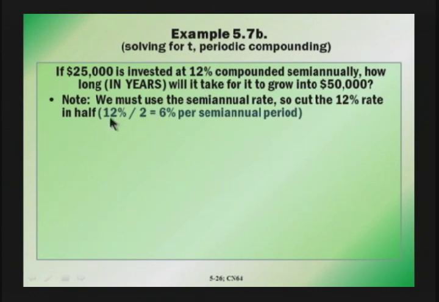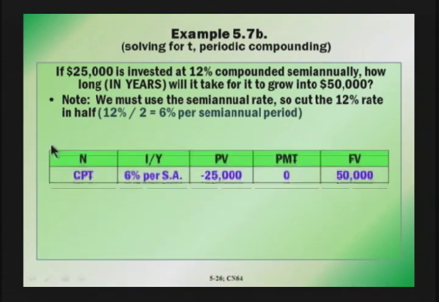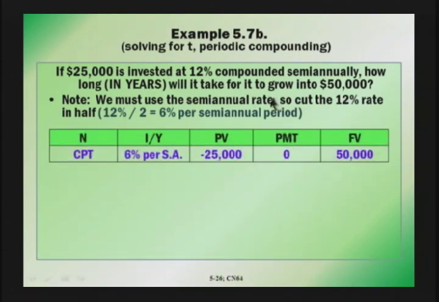Take your quoted 12% rate and cut it in half, because there are 2 semi-annual periods per year. You're going to be paid 6% after 6 months and another 6% after the next 6 months. Each year you'll be paid interest twice because the compounding is taking place semi-annually.